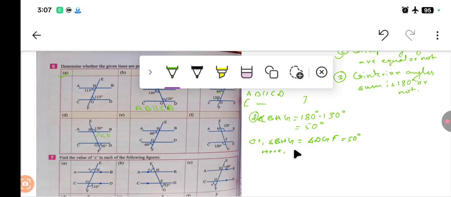Now corresponding angles are equal, so the lines are parallel. So AB is parallel to CD. Now let us talk about this figure. 60 and 60 are corresponding angles. The corresponding angles are equal. That is why the lines AB and CD are parallel.